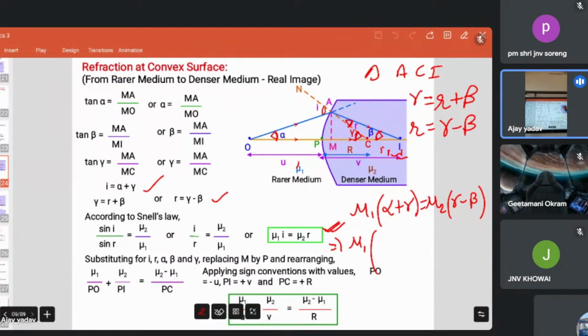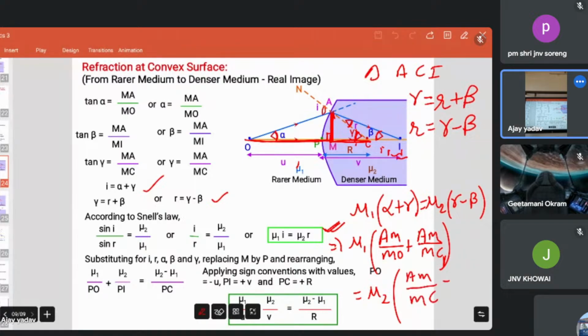So now we will use this perpendicular. We can write alpha as AM upon MO. So we can write this as AM upon MO plus gamma. What is gamma? Gamma is this angle. So we can write gamma as AM upon MC, as angle equals arc by radius. So we can write AM upon MC, and the aperture is small. It is equal to mu2 into gamma minus beta. Again gamma is AM upon MC, minus beta.